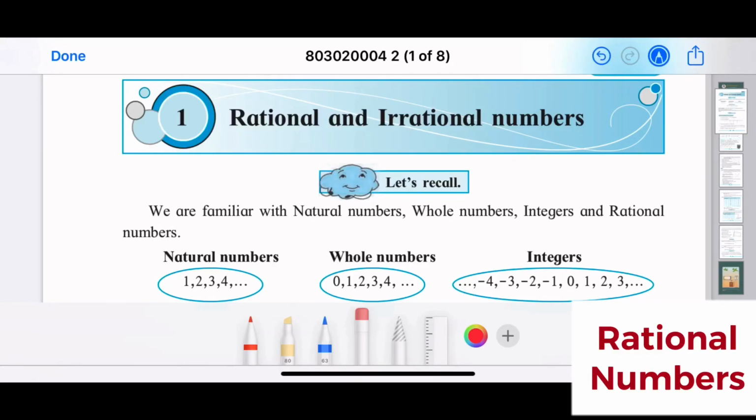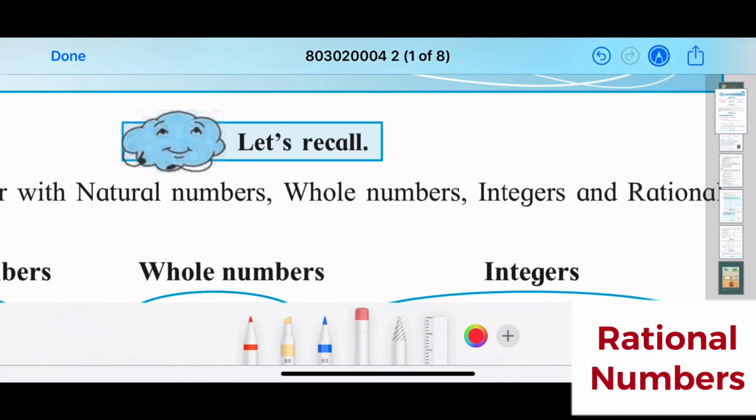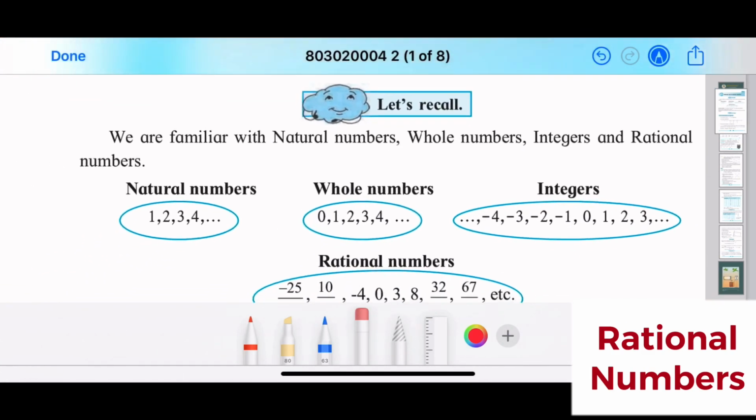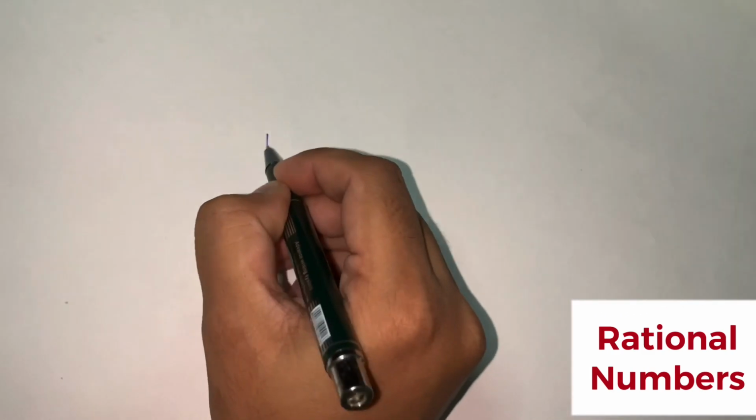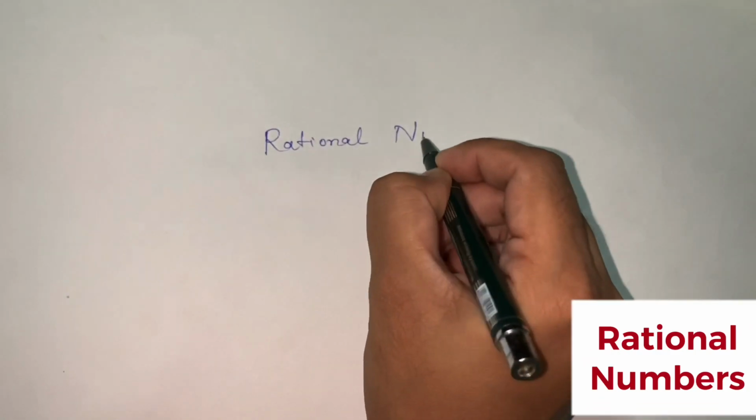Hello students, today we'll study about numbers. So let's recollect what we know about numbers. We know about natural numbers, whole numbers, integers and rational numbers. So let's study about these numbers first.